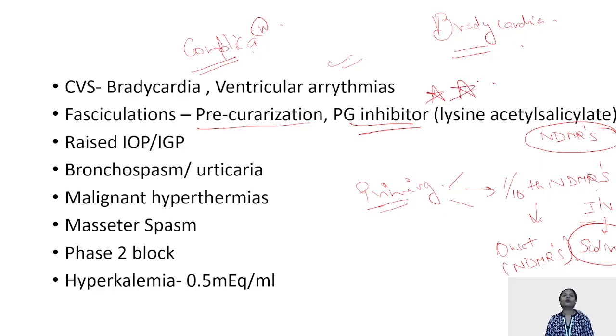Then, scolin is known to increase all the pressures in the body: your intracranial pressures, your intraocular pressures, and eventually your intragastric pressures also. That is why scolin is contraindicated in open eye surgeries or glaucoma surgeries, because it leads to increase in your intraocular pressures. Scolin leads to histamine release in the body, leading to bronchospasms and urticarias. The urticarias and bronchospasm seen with scolin are because of the release of histamine.